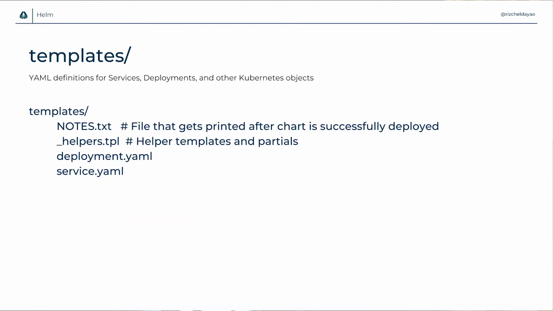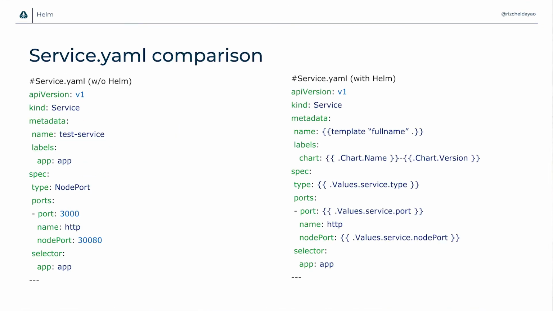And then the templates. So this is where you're going to be pulling in that configuration and that subchart information. This is what's going to go through, and it's going to give you all the definitions you need for your deployments, your services. When you were creating those YAML files before, this is where all of that's going to live. So here you can see this is a service.yaml file comparison.